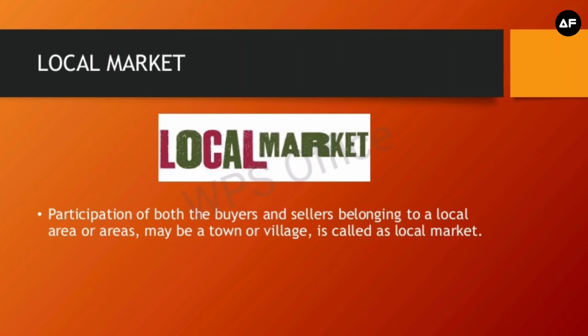Let's see what a local market is. The participation of buyers and sellers belonging to the same locality, area, town or village is called a local market. The demand in these types of markets is very limited. For example, perishable goods like fruits and vegetables will be sold in this market. But strictly speaking, such markets are disappearing because of the development of transport. Now people travel and buy goods and services where they are manufactured or where the demand is high. These local markets are slowly disappearing because of transportation and communication.